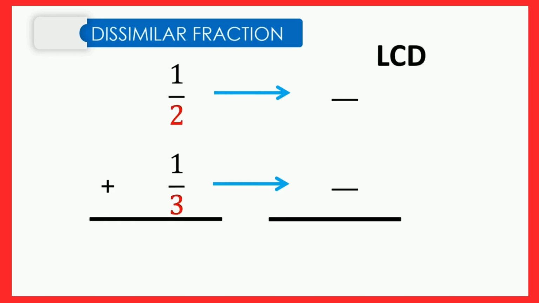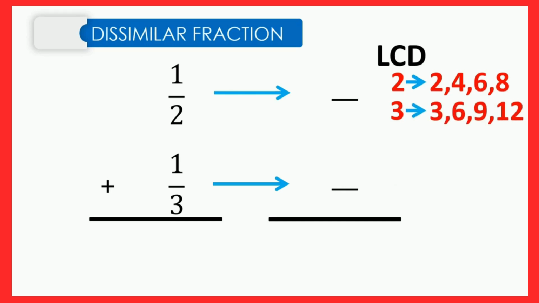So the two denominators are 2 and 3. To find the LCD, we need to list the multiples of each number. Let's start with 2. That's just 2, 4, 6, 8, and so on and so forth. Next we have 3. That's just 3, 6, 9, and so on and so forth. Now, which multiples of 2 are also multiples of 3? That multiple is 6. So our new denominator is 6.